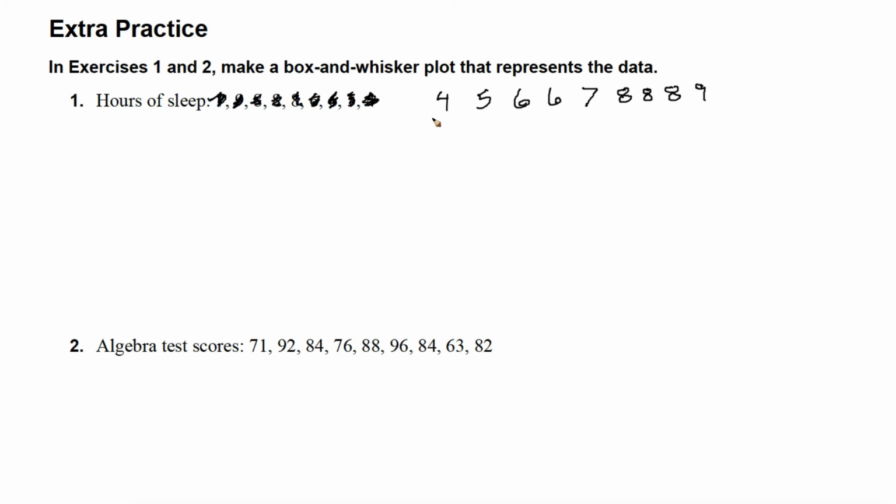Okay, so what's our smallest number? Our smallest number is 4. So that is our first point right here. That'll be a 4. And I'll just put that right here. Instead of drawing a number line, I'm just going to draw that. What is our highest number? Our highest is 9. So I'm going to put that out here.